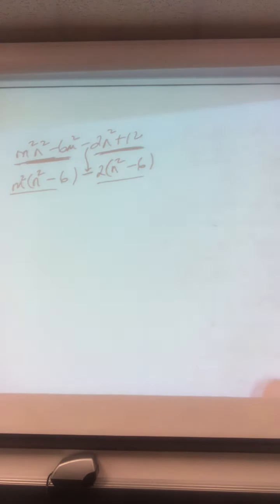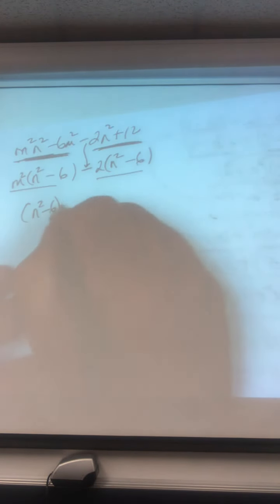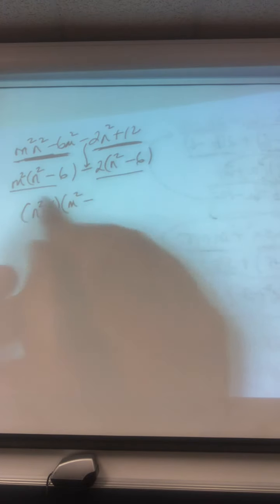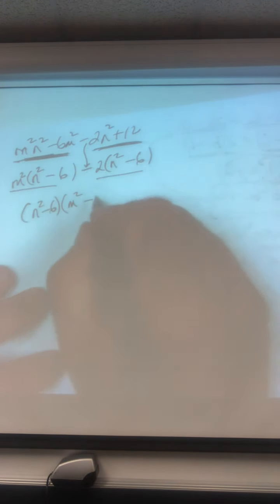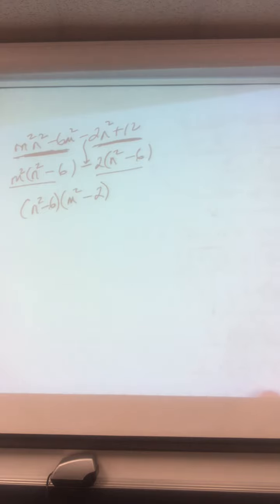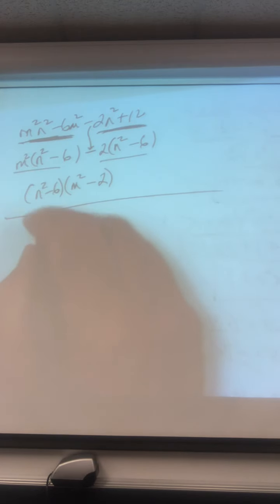Now, do we have a binomial common in both terms? Yes, we do. What is that binomial? n squared minus 6. Now divide that into this first term, and when you do, you're left with m squared minus, and if you divide n squared minus 6 into the second term, you're left with 2. And if you FOIL this out, you can check it. Okay, last example, example number 5.